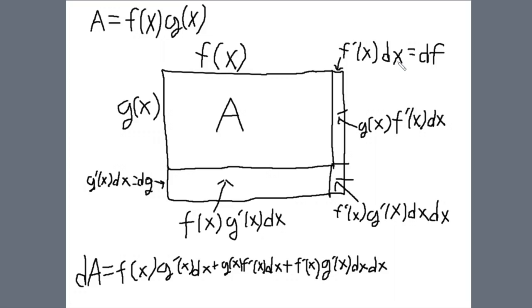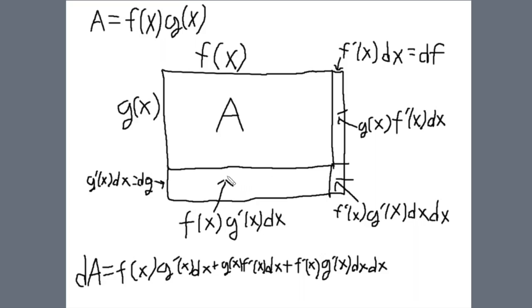This works in the same way that speed times time equals distance, because you can think of f prime of x as the velocity at which the function f increases or decreases, and dx as the time. This length will actually be infinitesimally small because dx approaches 0. I just drew it longer so it's easier to see. And then it works the same for this change in length over here, which is just g prime of x times dx.